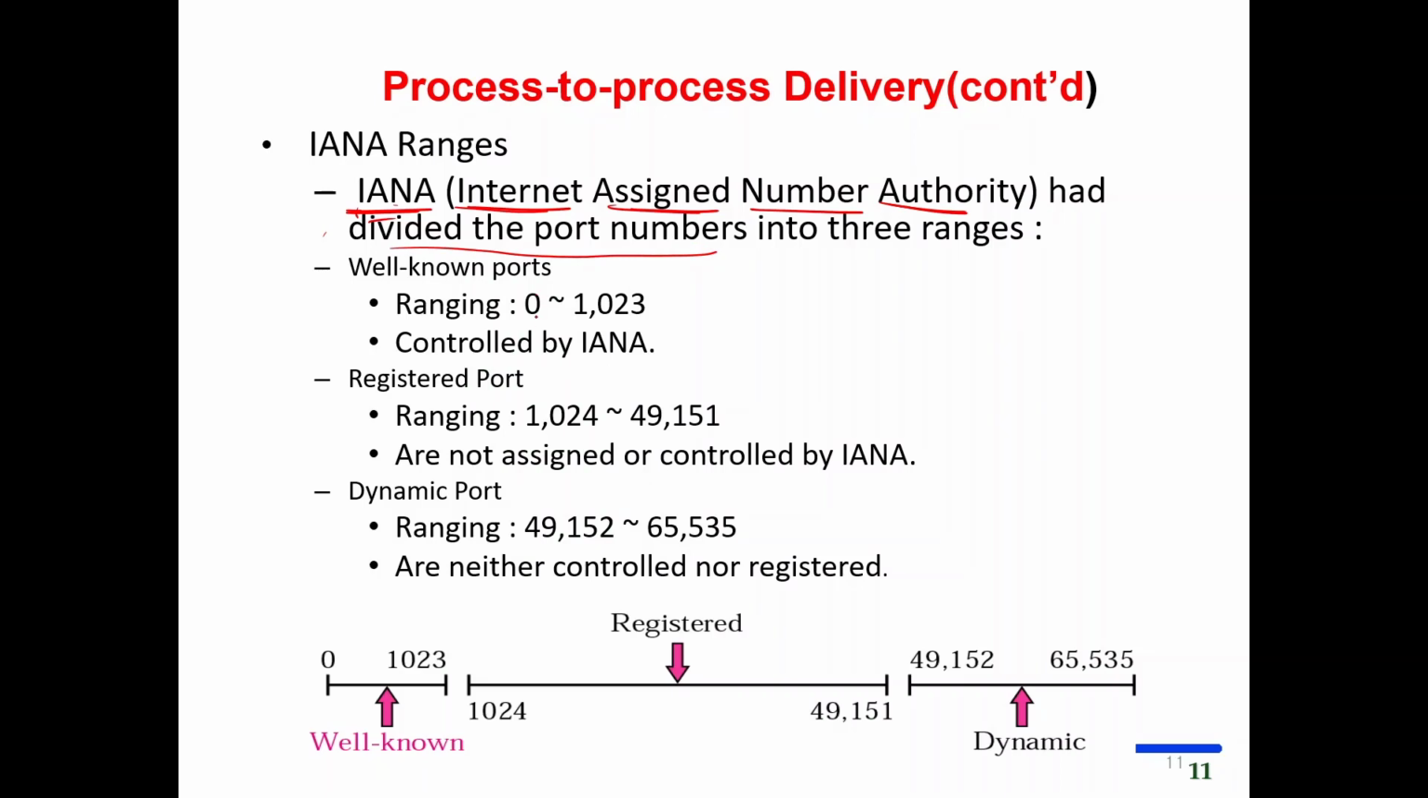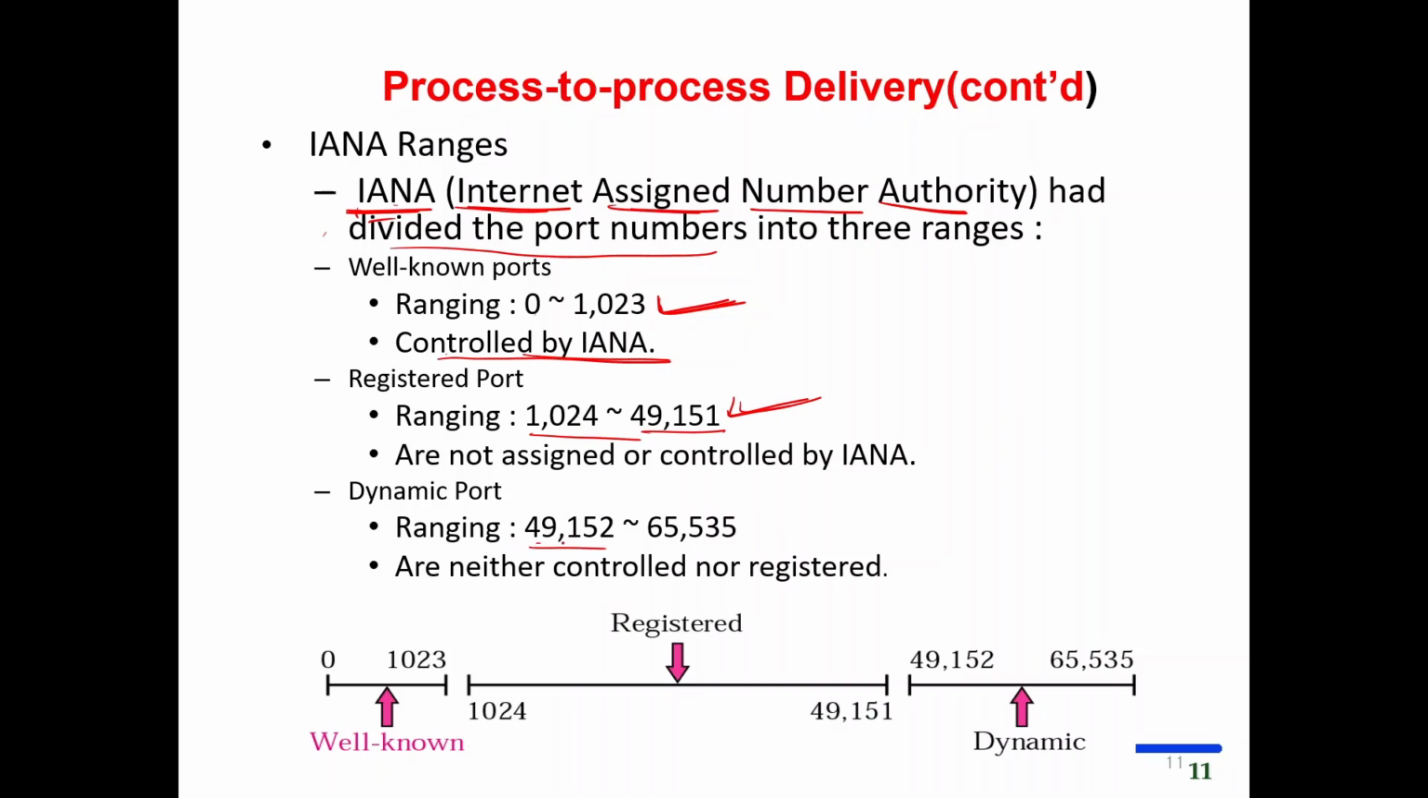It is divided in such a way that 0 to 1024 are reserved. They are pre-assigned, right? Pre-assigned means they are controlled by the IANA. The next range, 1024 to 49,151, is not assigned or controlled by IANA because it is reserved for future use.